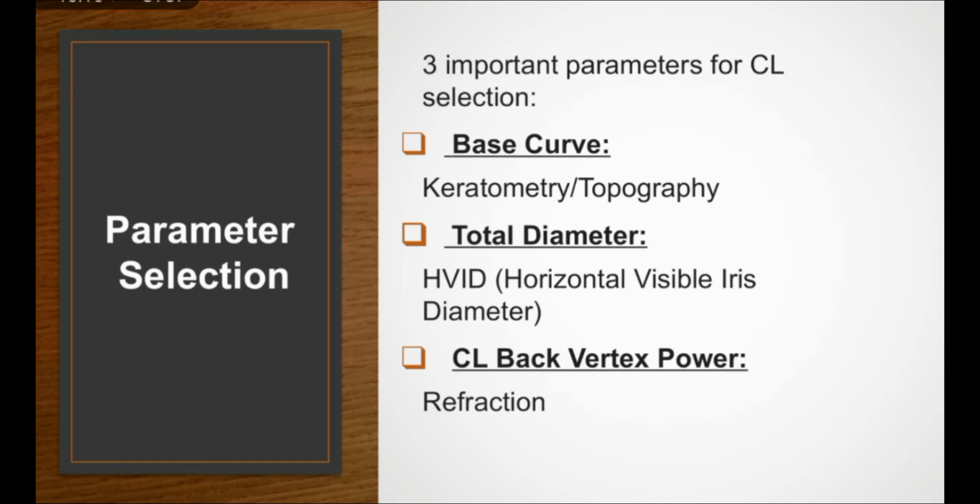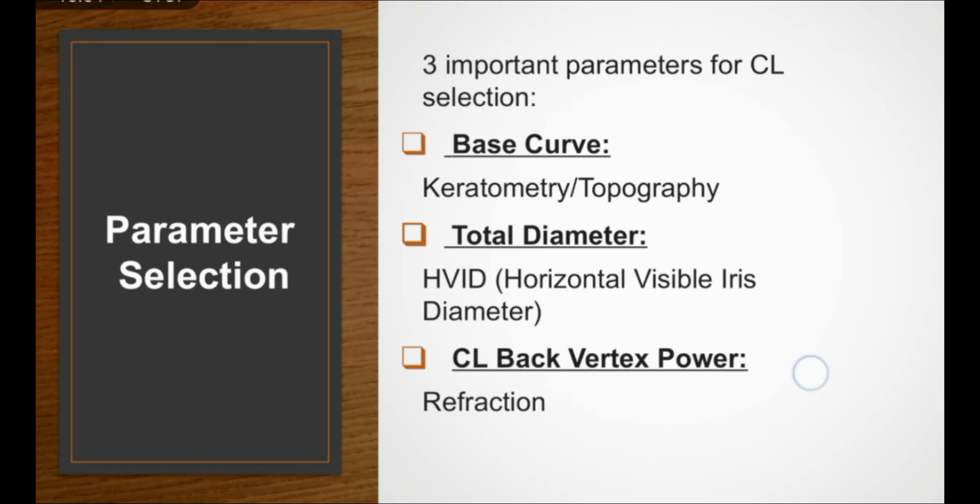How can you calculate the base curve of a patient? You can calculate the base curve with the help of K readings, right? So K readings can be obtained, or the radius of curvature in millimeters, either from keratometry or topography. The radius of curvature of the cornea in millimeters can give you the base curve. Now total diameter can be calculated for any patient by measuring their horizontal visible iris diameter, which is the distance from the temporal limbus to the nasal limbus of the same eye.